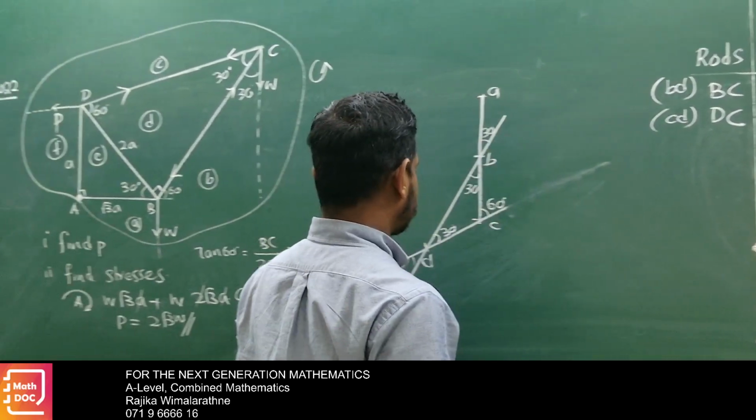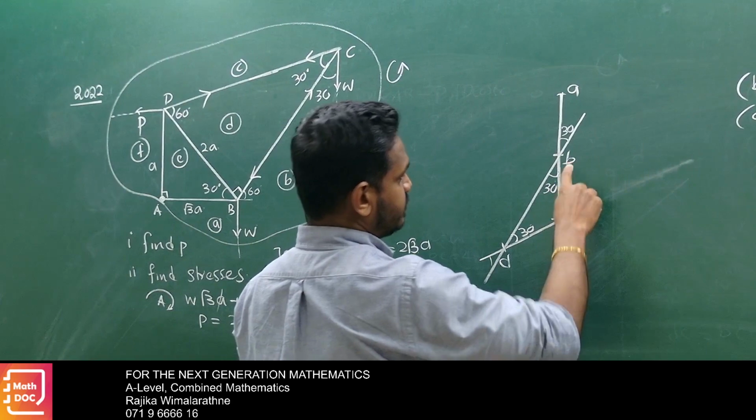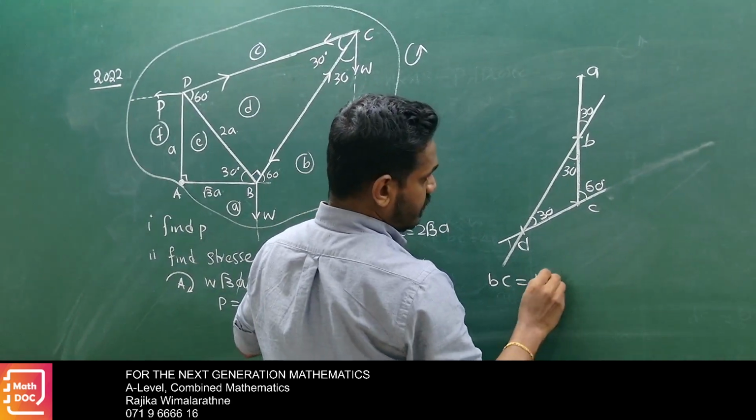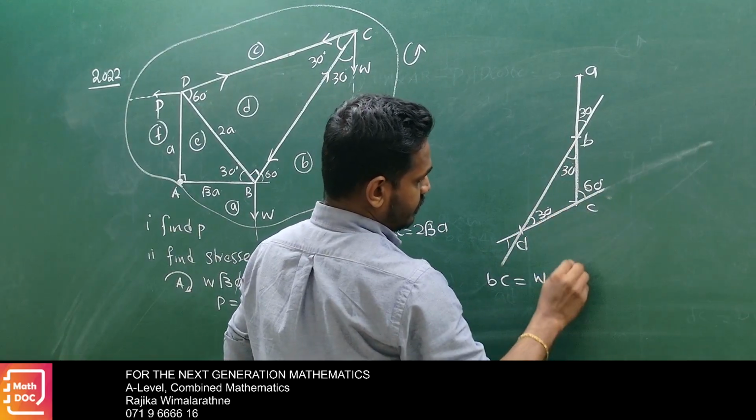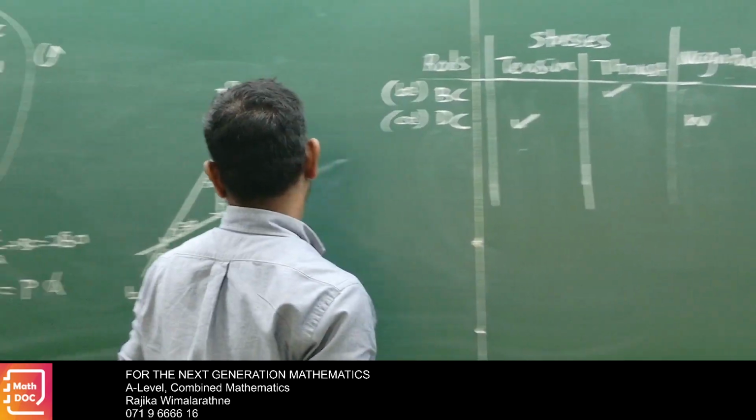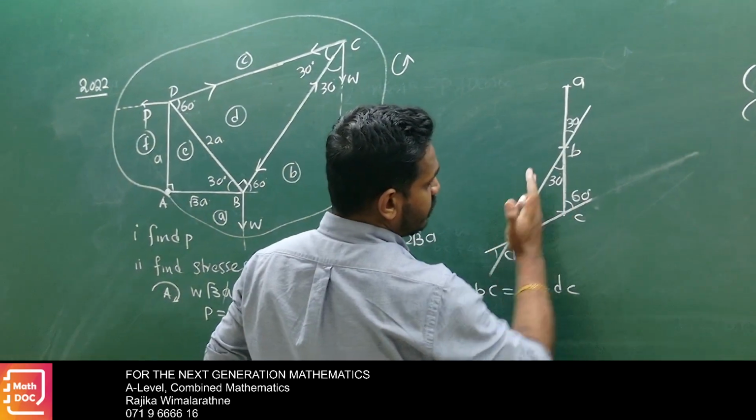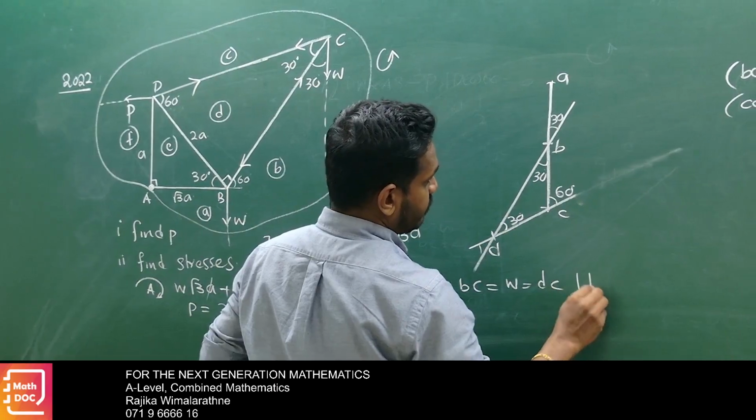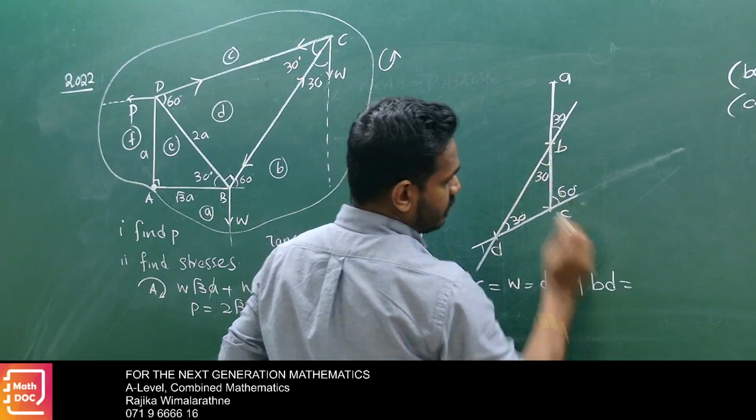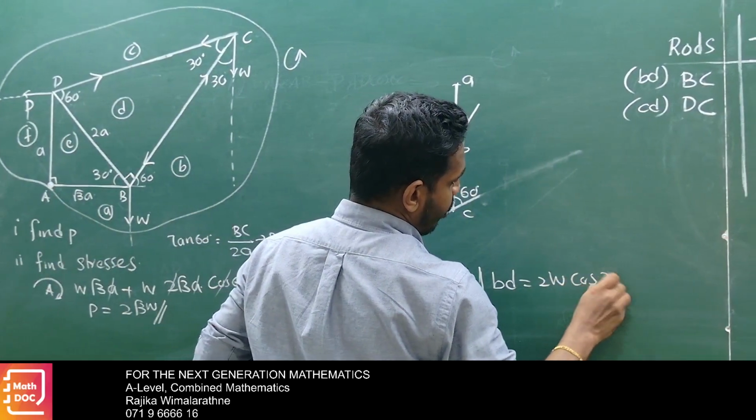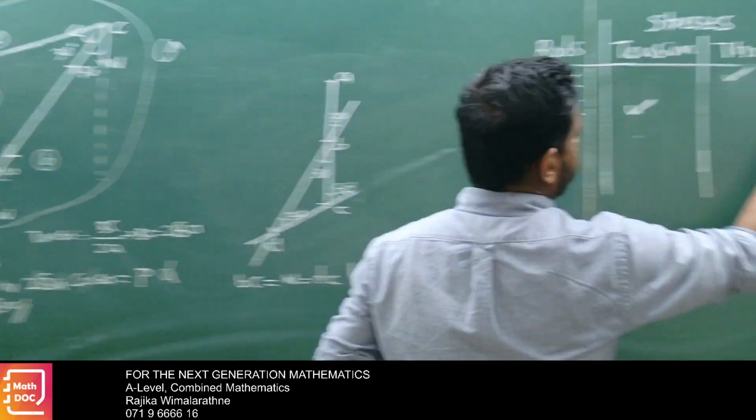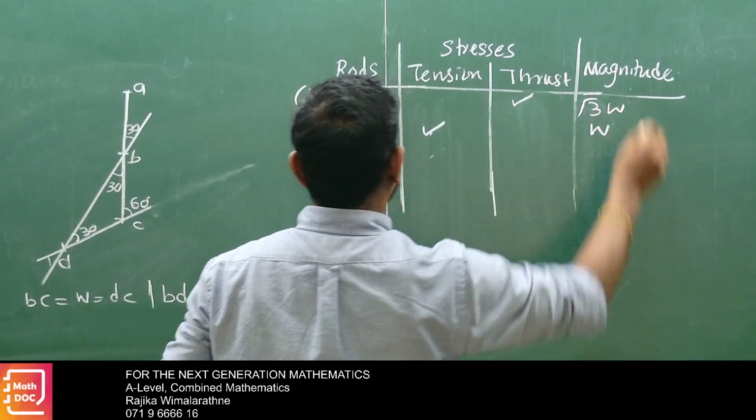Okay, now here CD equals BC, BC equals W, BC equals DC, then DC equals W. Then BD, W cos 30, W cos 30, 2W cos 30. Root 3 W. Here root 3 W. Okay.